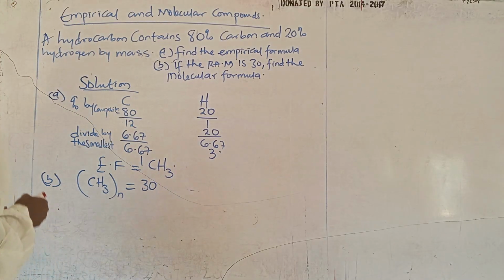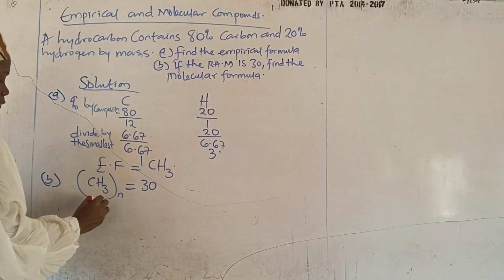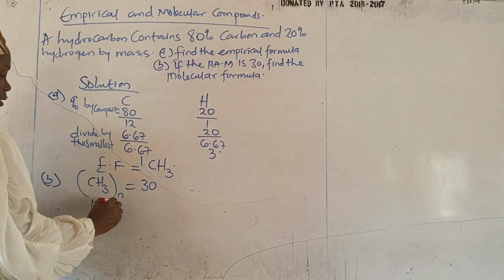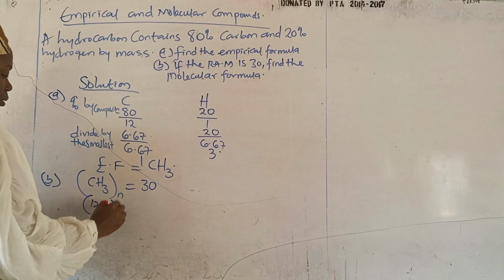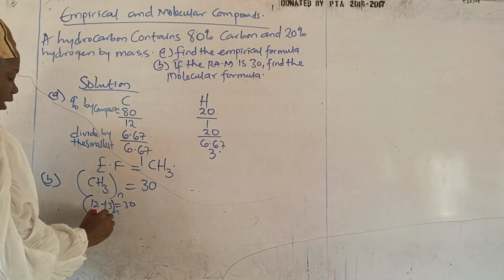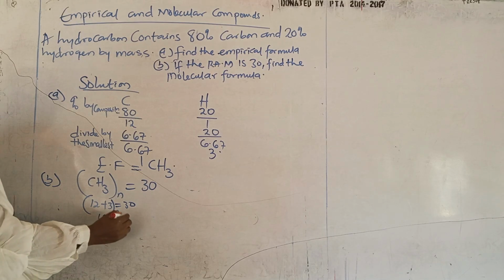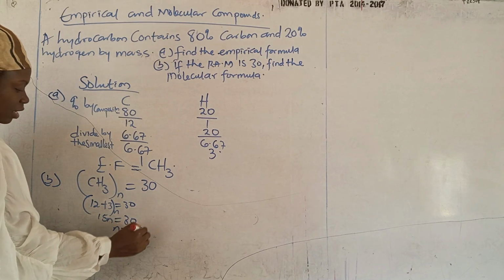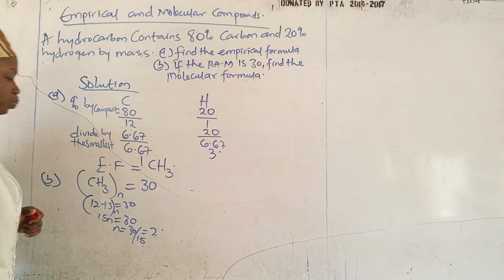All right. So carbon is 12 plus hydrogen is 1 times 3 will give me 15. So I will have 15N equals 30. My N equals 30 divided by 15. So my N is 2.